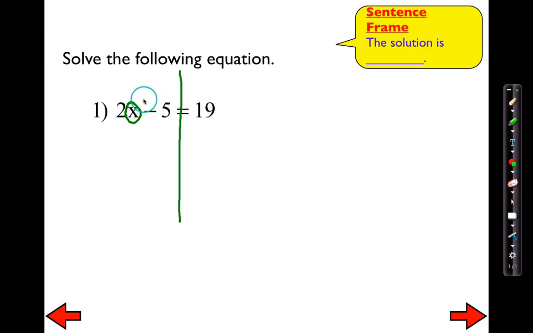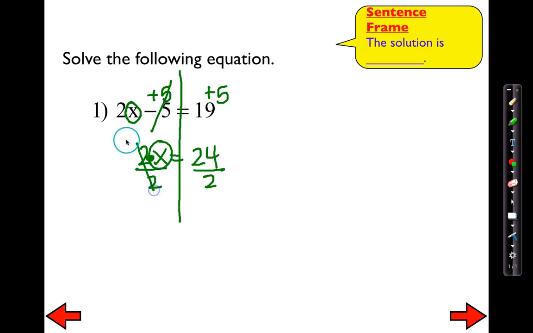This is -5, so the opposite of subtracting 5 would be to add 5 to both sides. Okay, -5 plus 5 is 0, so that's good. That's going to leave me with 2x equals 19 plus 5, which is 24. Now, I'm still trying to isolate that x. This means 2 times x. My focus is still on the left-hand side. The inverse of multiplying by 2 is going to be divide by 2. What's 2 divided by 2? It is 1. 1 times x is just x, so that's going to leave me with x equals 12. So that is going to be my answer.